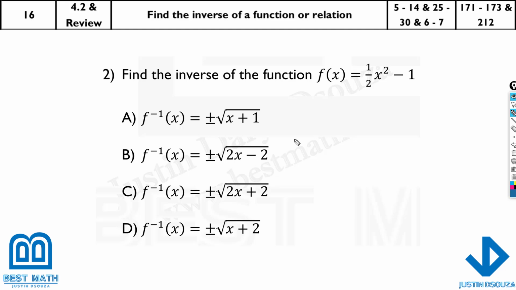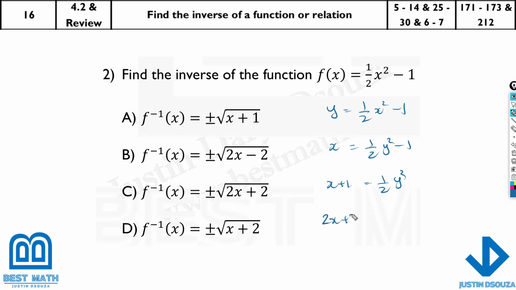Now the calculator methods, by putting in the values of x, and then there is an inverse function, but that is not reliable. So I'll stick to the reliable method. That is, write this function, y is equal to half x squared minus 1, isn't it? Swap them up. Now here, x becomes y and y becomes x, so it'll be x is equal to half y squared minus 1. And then you solve for y. Let's take the 1 to the other side. It'll be x plus 1 is equal to half y squared. Multiply both the sides by 2.